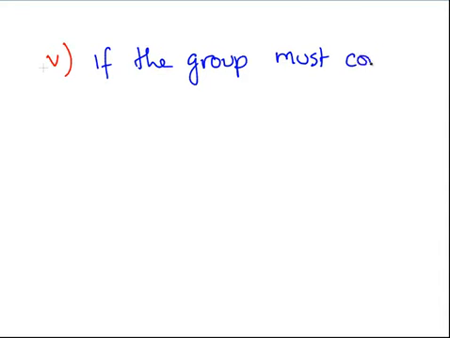Okay. Now the next part, this is part 5. What we're asked to do is: how many selections are possible if the group must contain more women than men?